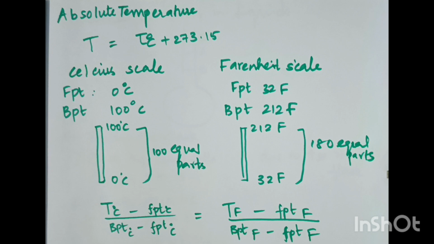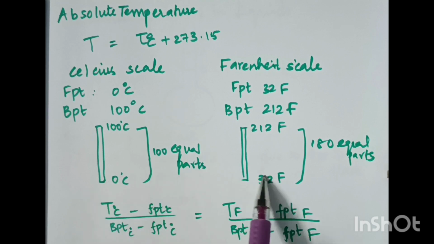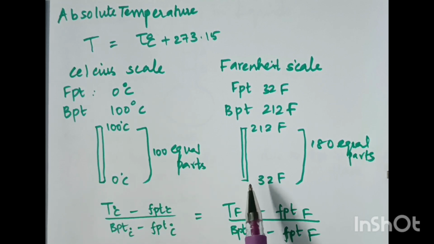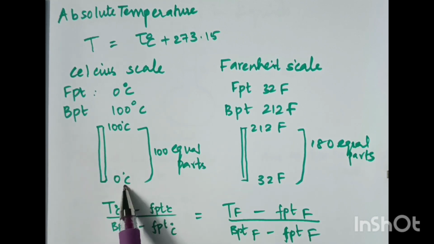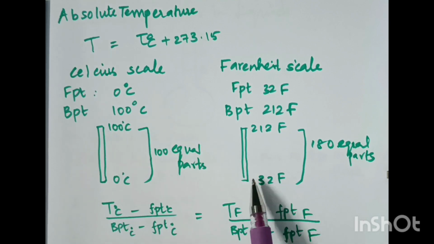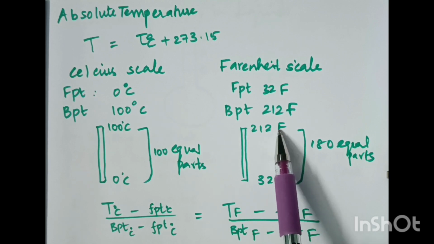So now let us see about the Celsius and Fahrenheit scales. If we take the Celsius scale, the freezing point is 0 degree Celsius and the boiling point is 100 degree Celsius. If we take the Fahrenheit scale, the freezing point is 32 Fahrenheit and the boiling point is 212 Fahrenheit. Suppose let us take these two scales, this is the Celsius scale and this is the Fahrenheit scale. This is the lower point, 0 degree Celsius freezing point, and this is the boiling point, 100 degree Celsius. Here this is the freezing point, 32 Fahrenheit, and the boiling point is 212 Fahrenheit.